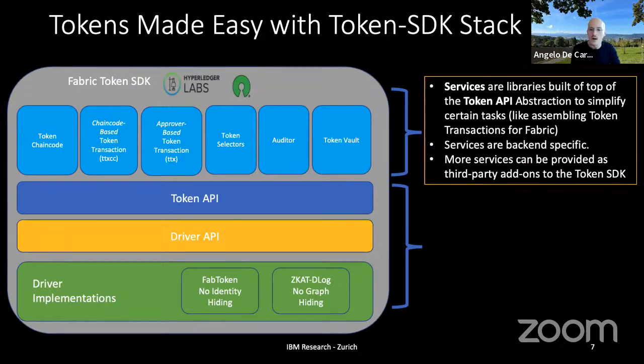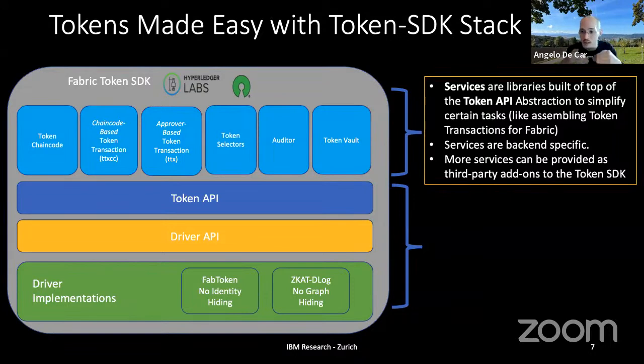Going a little bit deeper, the token SDK has multiple layers. The top one contains what we call services, which are libraries or pre-packaged software components that allow the developer to quickly build token-based applications. This is the super customizable part, because if something is not provided, you can build it yourself and put it in as an add-on for the token SDK.